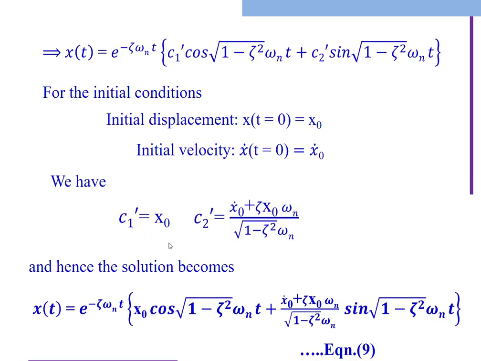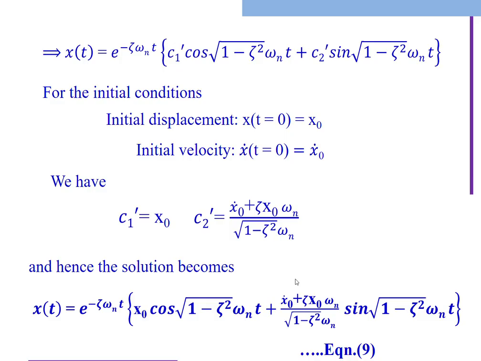Okay, we can get this complete equation after substituting these two boundary conditions. If you substitute these values in the above equation, you can get equation 9. And this equation is called the equation of motion for the damped condition for the first case, the underdamped system.